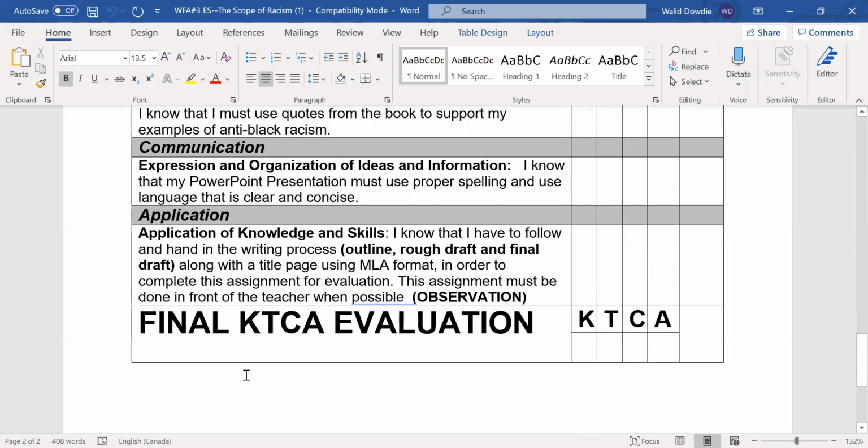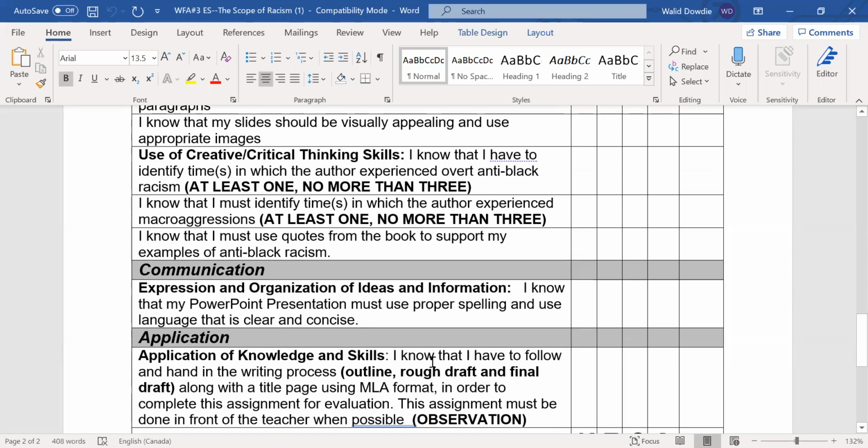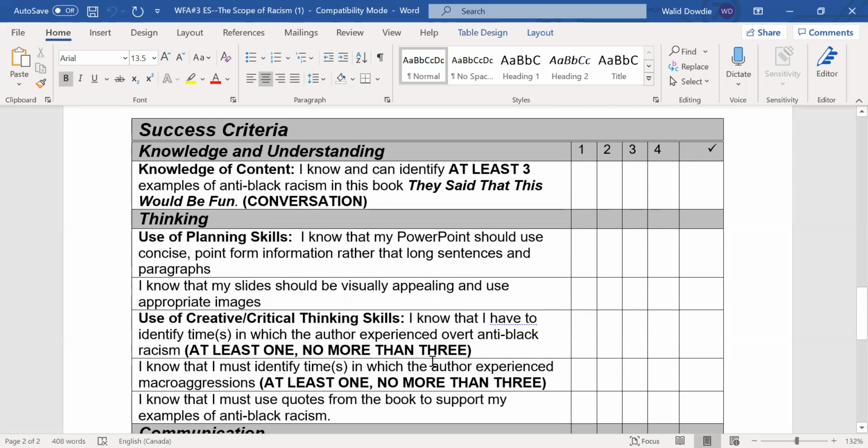And the last part is the writing process: outlining, rough drafts, final drafts. You need to complete those in front of me when possible. And when you submit your work, make sure you have the proper MLA formatted citation page. You can send me a digital copy that looks ready to go. Okay, so that's the evaluation sheet. Does anyone have any questions?